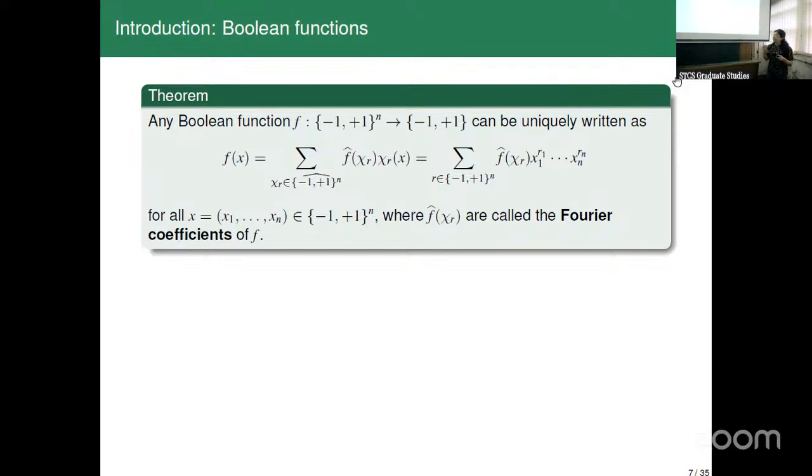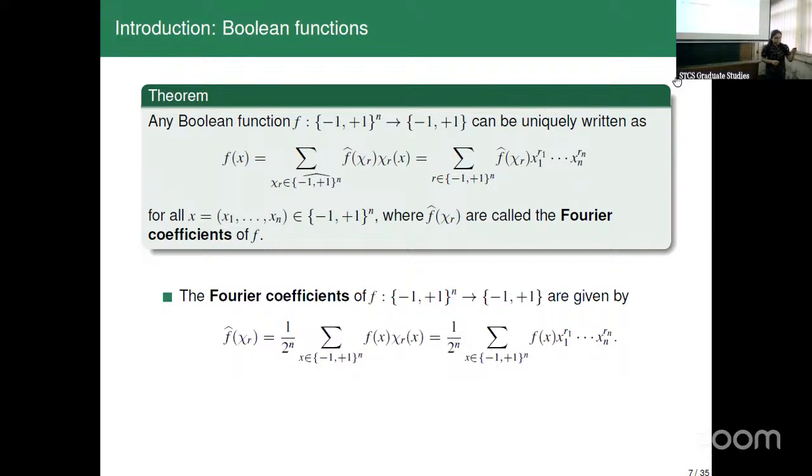I stated earlier that any Boolean function can be written as a linear combination of the characters. This theorem states that they can be uniquely written as a linear combination of those characters. The corresponding coefficients are called Fourier coefficients. So f hat of chi r over here denotes the Fourier coefficients, and they are given by this formula: 1 by 2 to the power n, summation over all x of f(x) chi r(x), where chi r(x) is x1 to the power r1, until xn to the power rn.